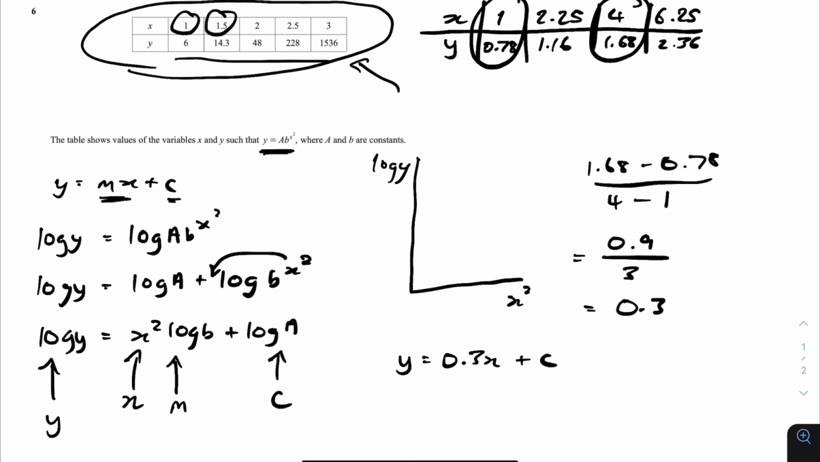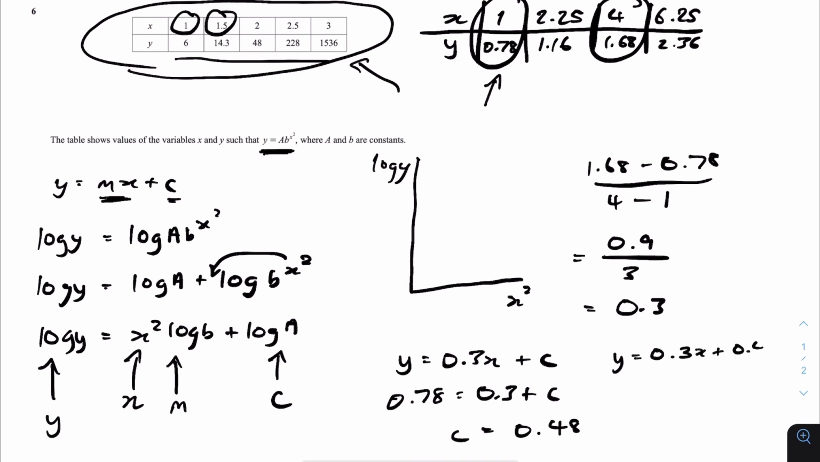Let's take one coordinate and just solve for c. So let's just take this one here. So 0.78 equals 0.3 plus c. So c is 0.78 minus 0.3, which is equal to 0.48. And that would work if we put in any other value of that too. So our equation is y equals 0.3x plus 0.48. But remember, we have substituted values over here.